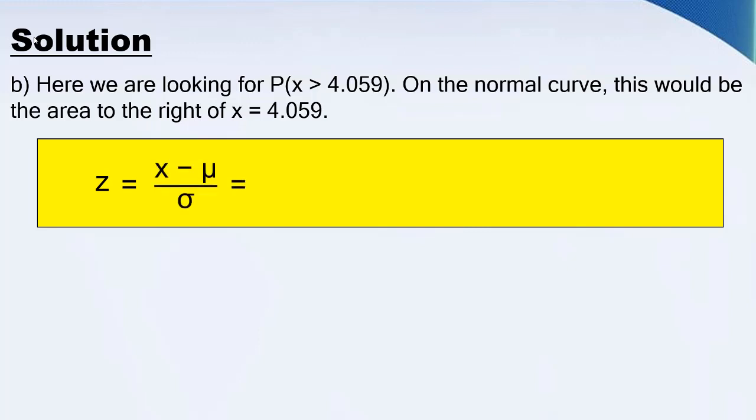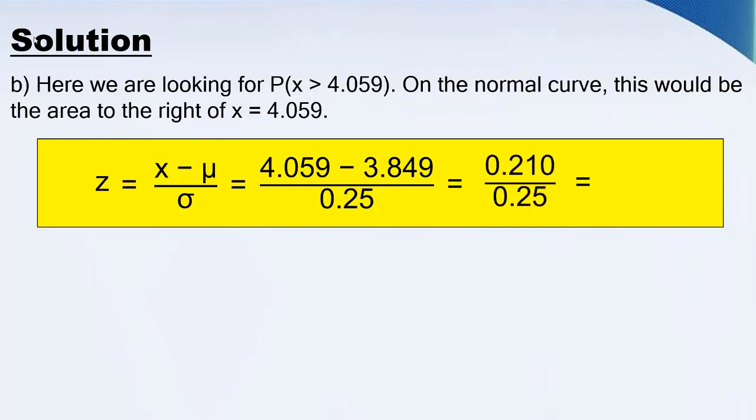So z is x minus mu over sigma, which is 4.059 minus 3.849 over 0.25. When we do the subtraction, we get 0.21 over 0.25. And 0.21 over 0.25 is 0.84. So that's the z-score that corresponds to an x value of 4.059. We're going to look this z-score of 0.84 up on the standard normal distribution table. We look for the row that's marked 0.8 and the column that's marked 0.04, and where those two meet is a table value of 0.7995.